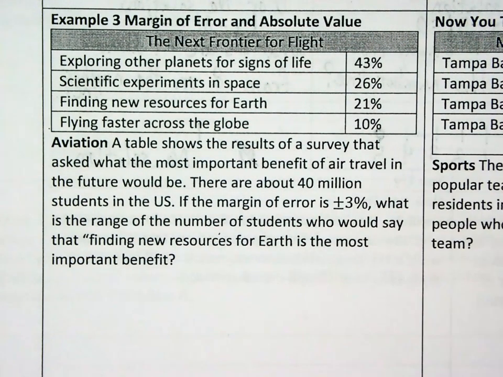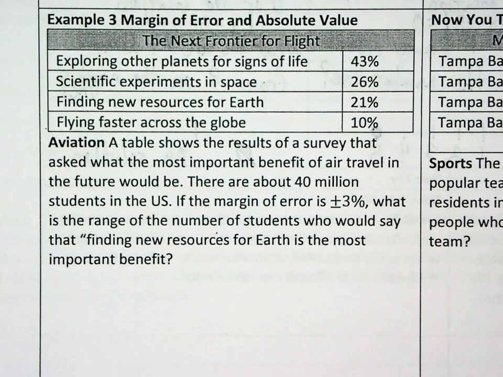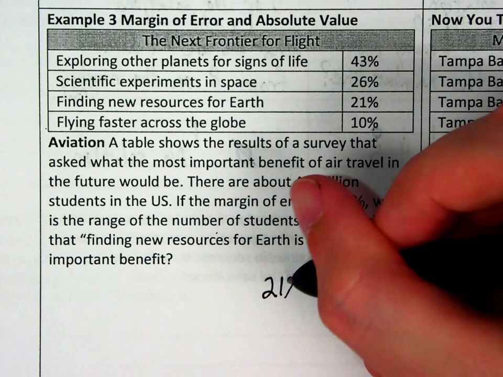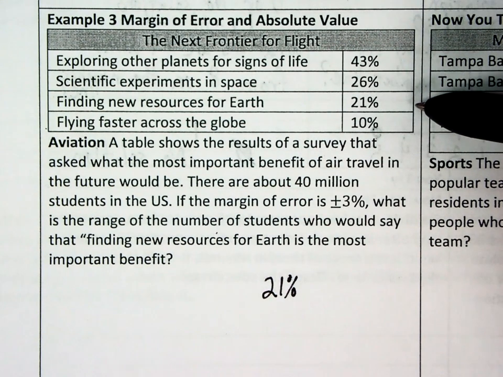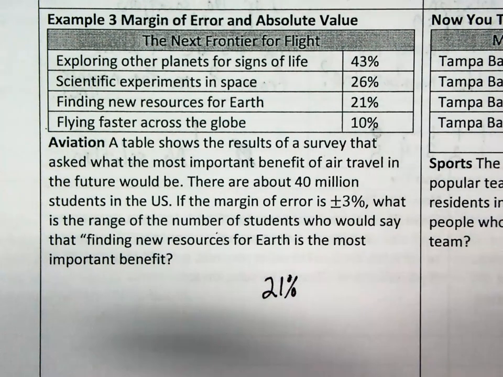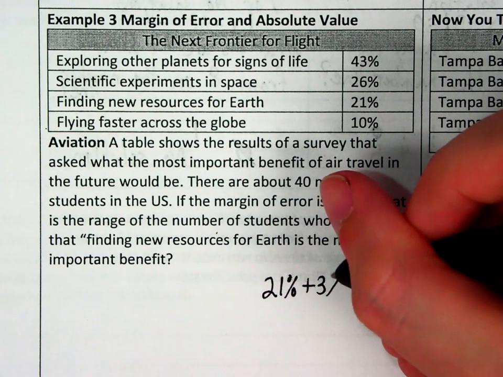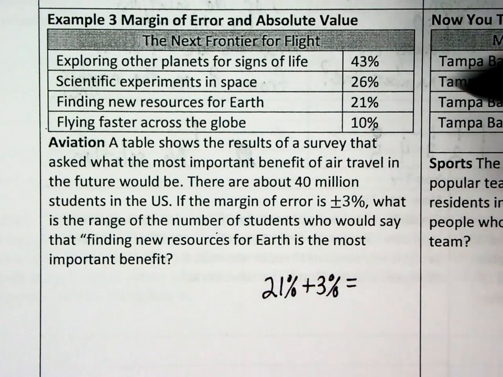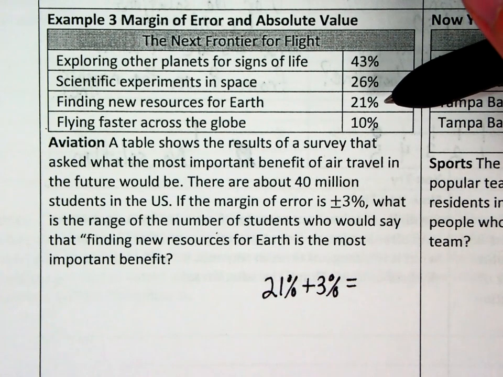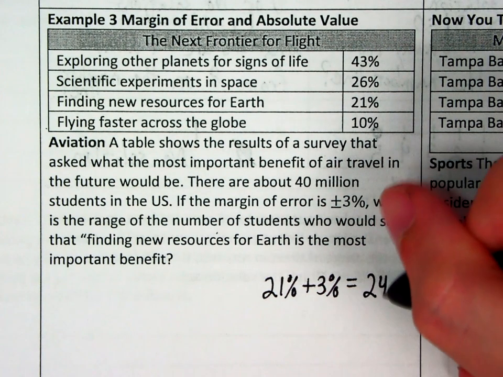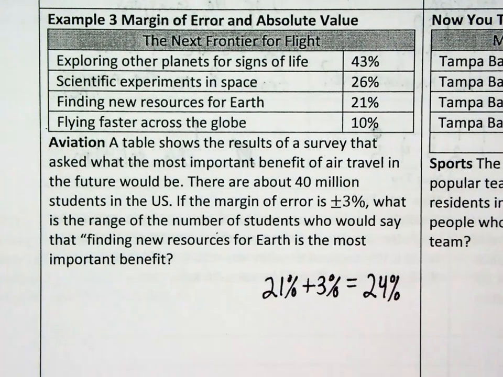We'll start off with the 21%, because they're interested in finding resources, but it could have been higher. It could have been 3% higher, so we'll go plus 3%. So the number of people who really think aviation is going to be about finding new resources for Earth could be maybe 24% of people surveyed, or 24% of students.